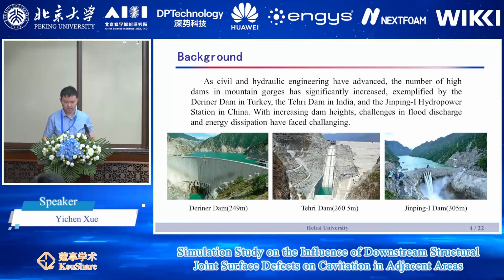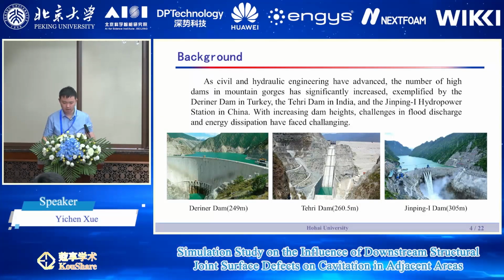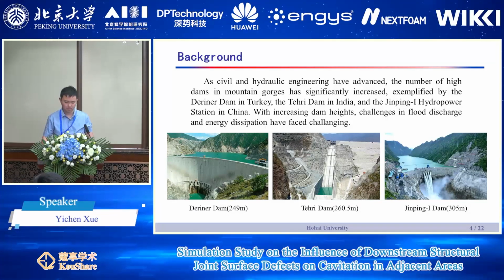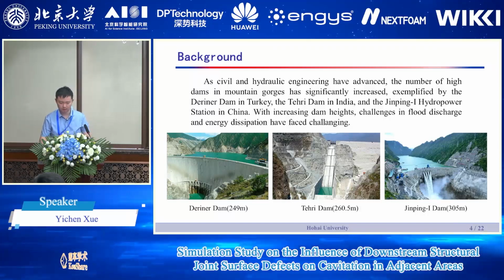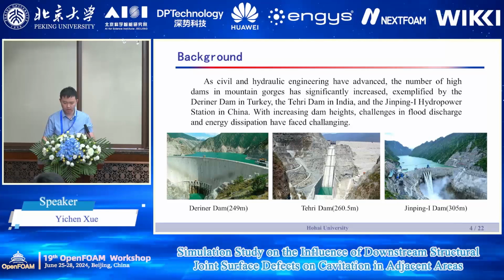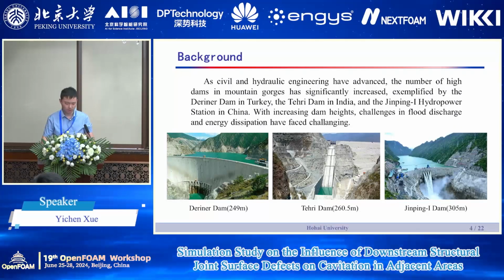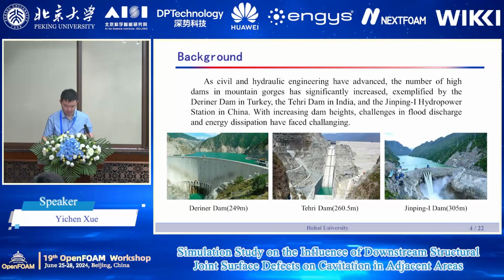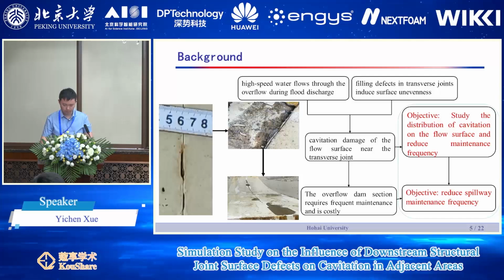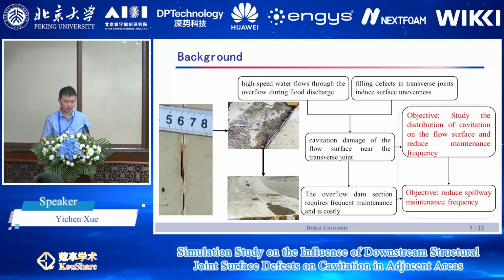As civil and hydraulic engineering have advanced, the number of high dams in mountain gorges has significantly increased, exemplified by the Derina Dam in Turkey, the Cavit Dam in India, and the Jinpingwang hydropower station in China. With increasing dam heights, challenges in flood discharge and energy dissipation have emerged. As we know, cavitation occurs when local pressure drops to the saturated vapor pressure, and the phenomenon is common in aerospace and turbo machinery.